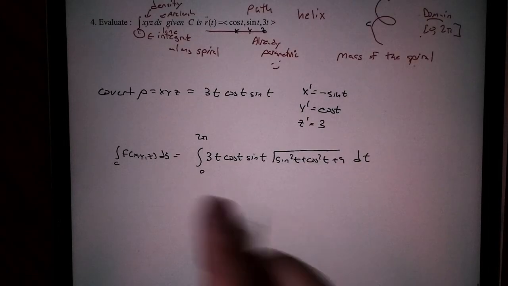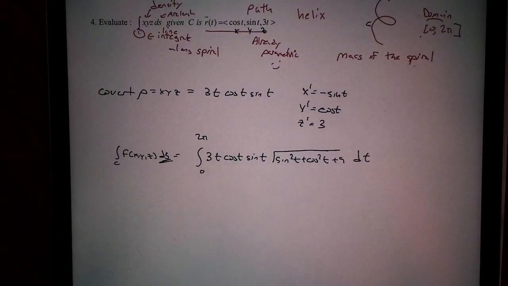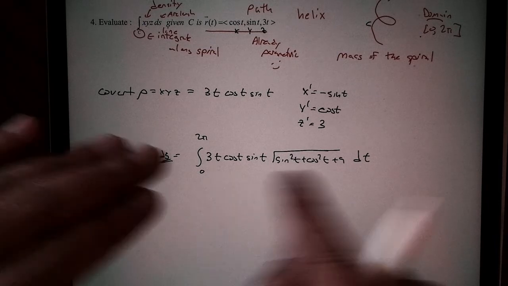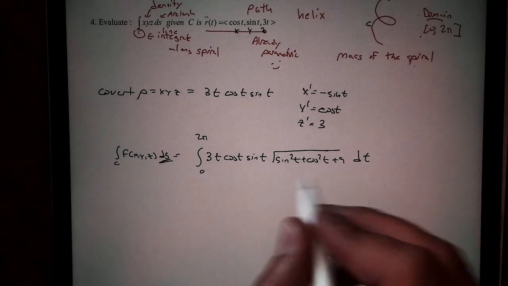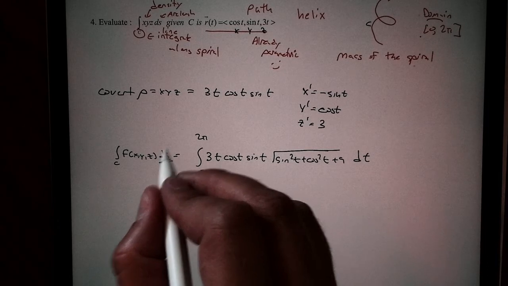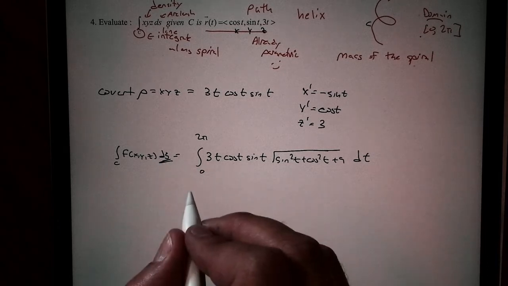So there's my rule. We don't like ds. ds right now is rectangular, it's in x, y, and z's, very messy to work with. So we converted it to parametric, and now we only have to deal with one variable versus multiple variables.